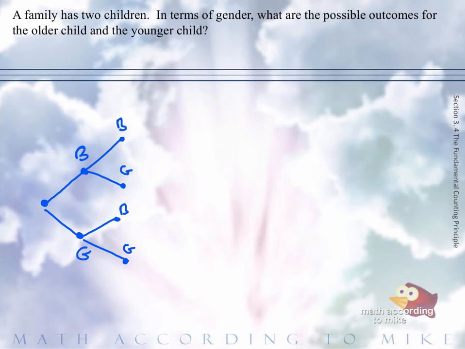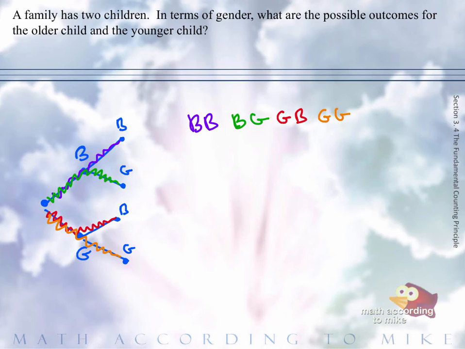So for instance, to travel along this branch, we would say boy, boy. And then to travel along this branch, we would say boy, girl. And then over here, we would say girl, boy. And lastly, girl, girl. So we can have boy, boy, boy, girl, girl, boy, girl, girl.